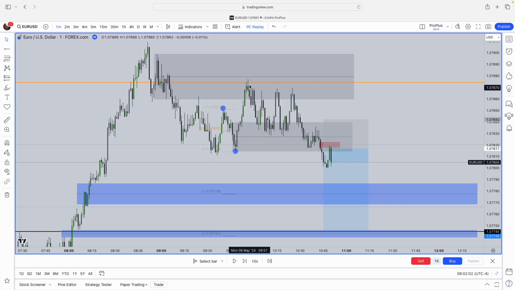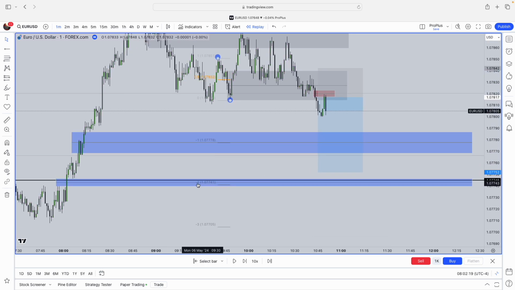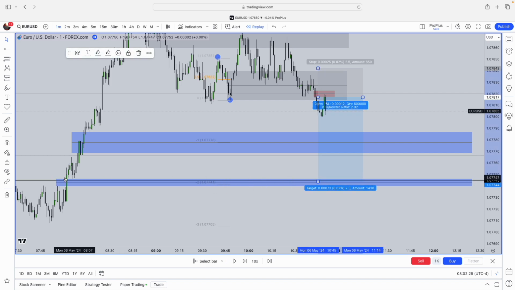So high, low, high, high. The standard deviation of this price leg, A to B here, is actually the perfect consequent encroachment. So when I see that, I would probably take a little bit of partials off there. And then the next is the standard deviation of 2, which is nice. It lines up with the discount and that hourly fair value gap low, and also the 5-minute BISI.